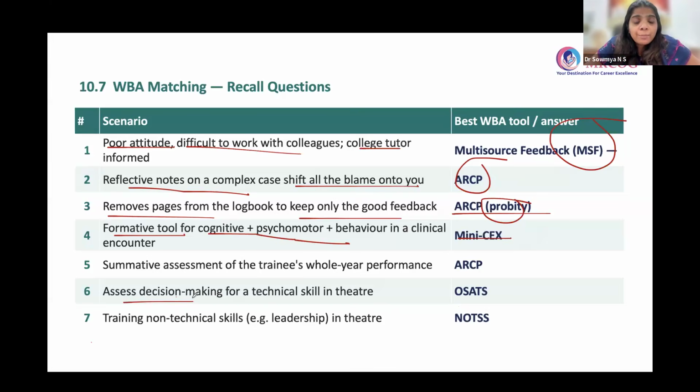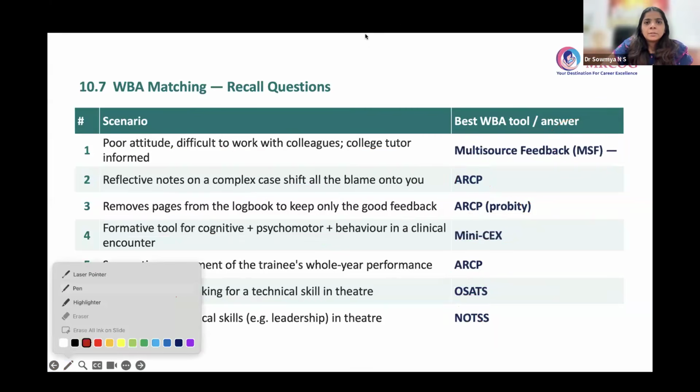Something which assesses decision making for a technical skill in theatre is straightforward OSAT. Non-technical skills, NOTSS. Are we clear? This is one of the EMQs. I have put it in this way. Are we good? All good, guys? Yes, no, not sure? Are we good? Okay. Thank you.